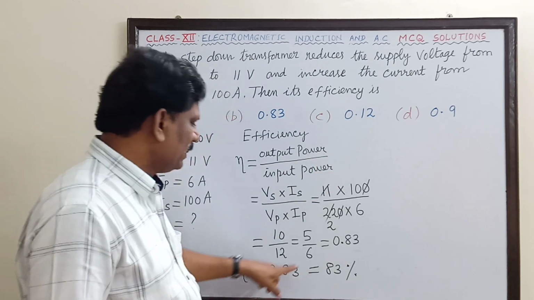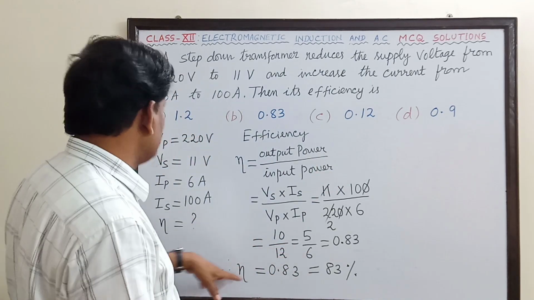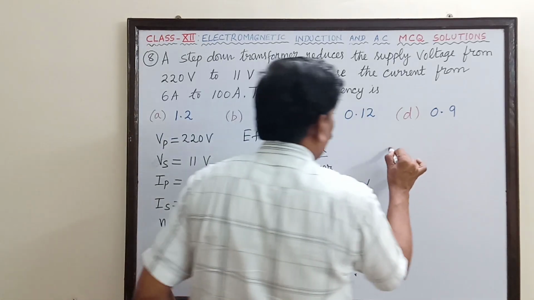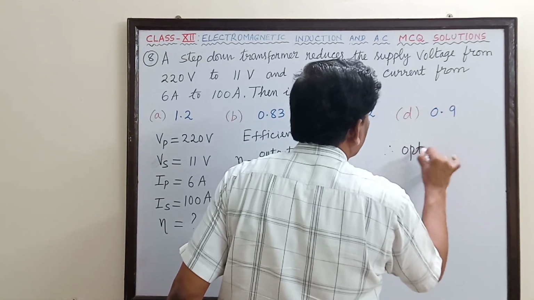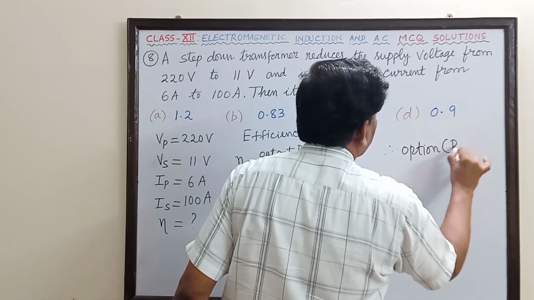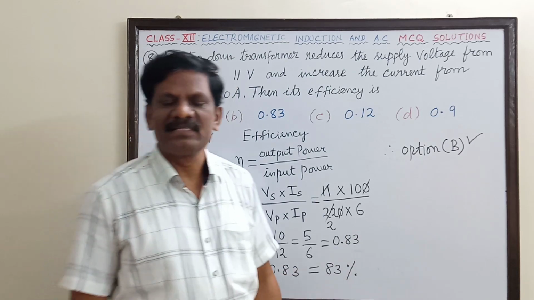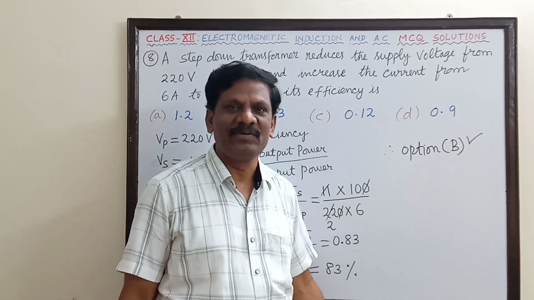Here, they have not given the options in percentage. They have given them in fractions. So which of these options is correct? Option B is 0.83. Therefore, option B is the right answer. Very simple. Have you understood? I hope you must have understood that. Fine.